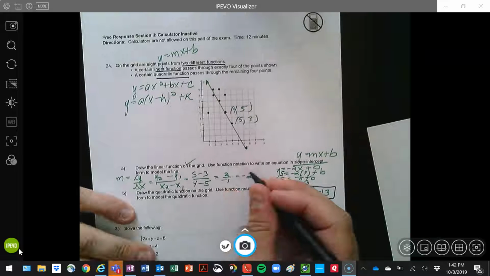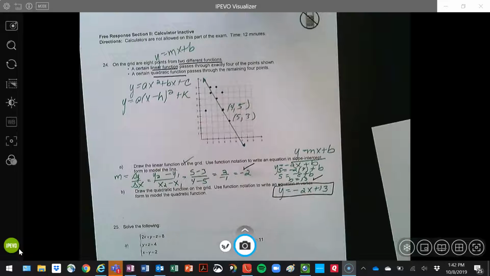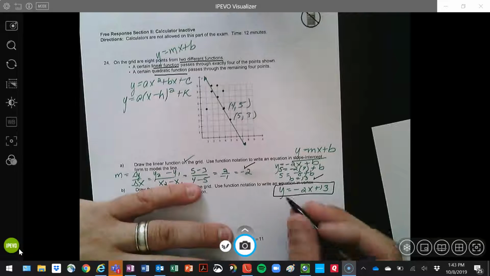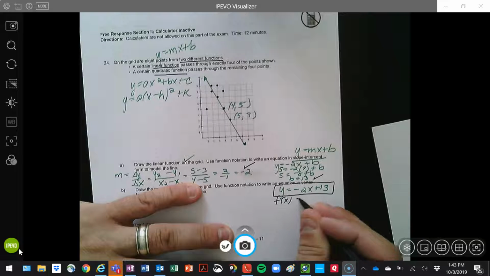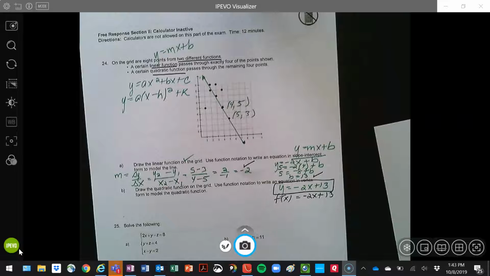We awarded 1 point for the slope. We awarded 1 point for the correct y-intercept. But in order to get the full 2 points possible, you would have to write the equation as y equals negative 2x plus 13, or if you like function notation, f of x equals negative 2x plus 13.